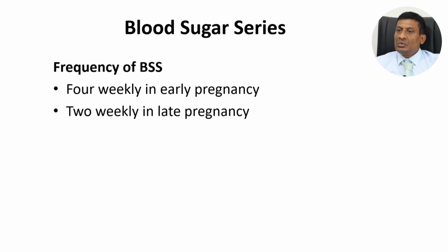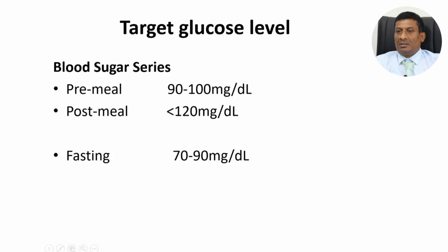How often you should do your BSS? That of course depends on the stage of your pregnancy. Early pregnancy, it should be done 4 weekly, and late pregnancy in the 3rd trimester, it is recommended to be done every 2 weeks. In the blood sugar series, your target glucose level for a pre-meal is between 90 to 100. Post-meal value should be below 120.